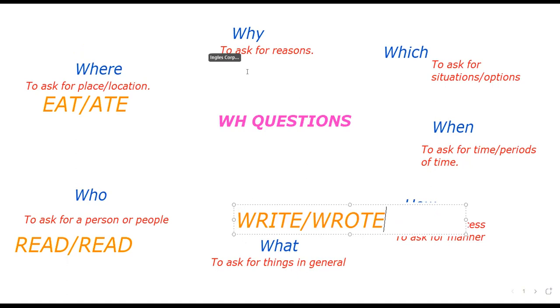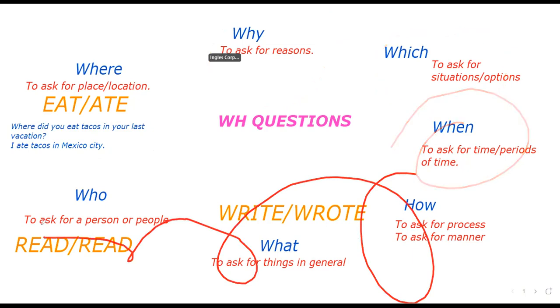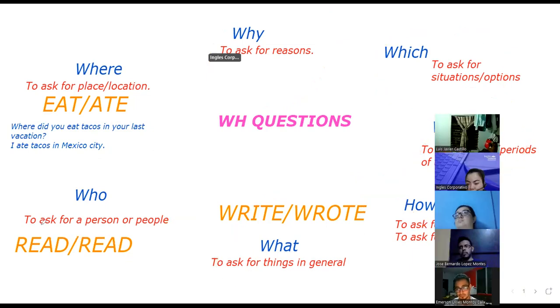So what are you going to do after that? Because you're going to choose 7 verbs. After you do that, you are going to write a question and an answer. For example, here, it says eat. Where did you eat tacos in your last vacation? Okay, I ate tacos in Mexico City. For example, I have my question and I have my answer. The same is going to be for all of the other questions. Is it clear what you are going to do?